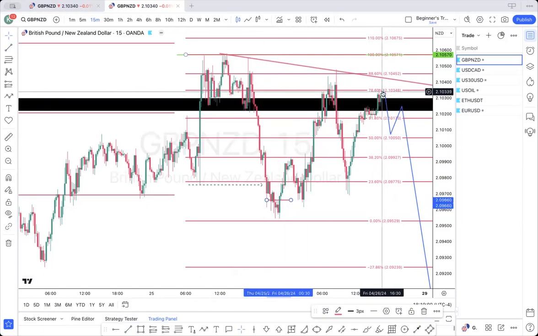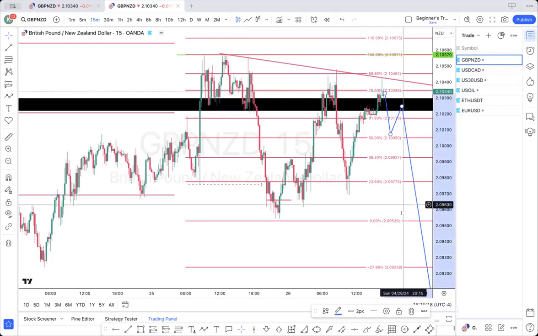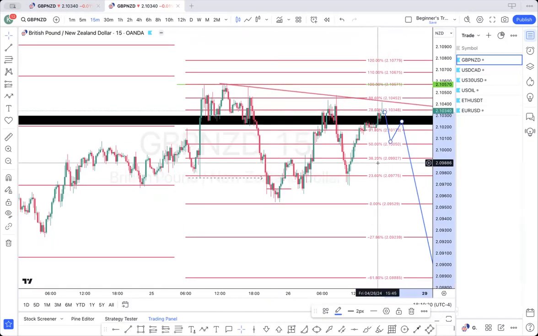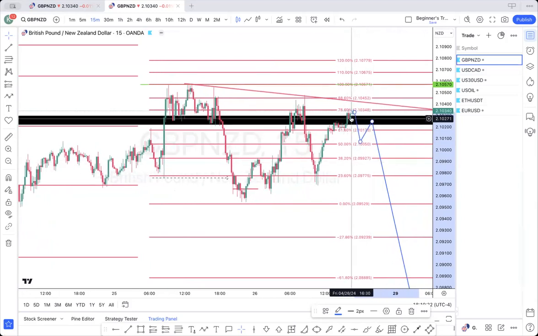I'm sorry. I'm now waiting for price to break back into my zone because right now it's at the top of my zone, right? It's at the top of my zone. So I'm waiting for price to break this low here to then pull back to my zone to then start selling. So that's what I would be looking for.